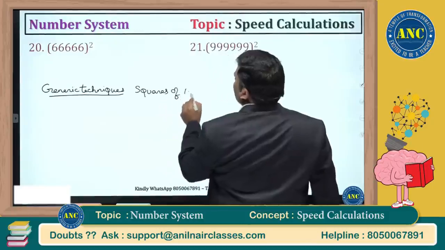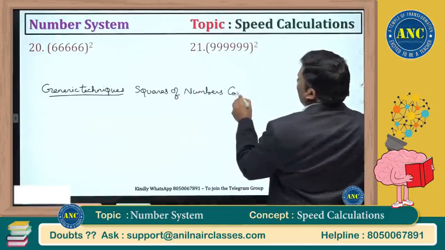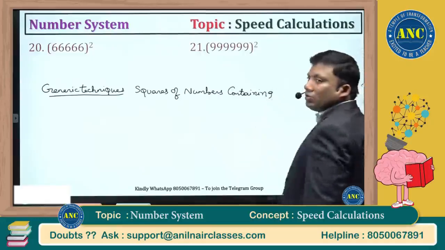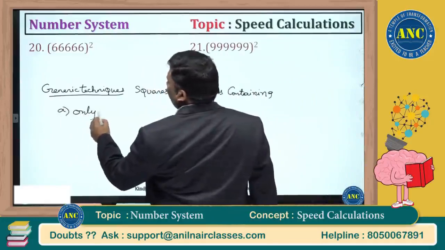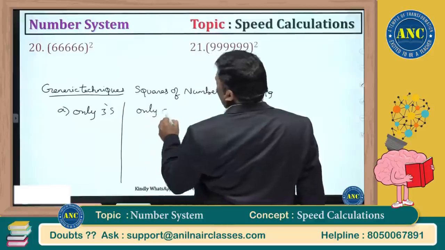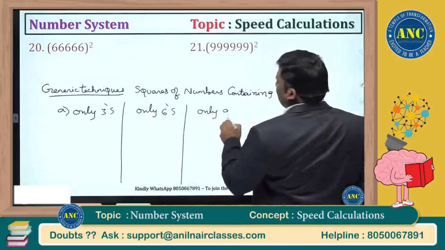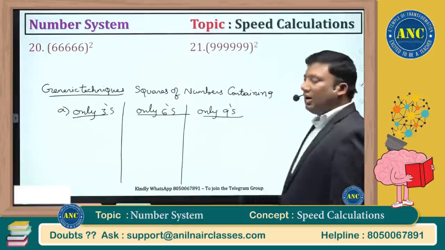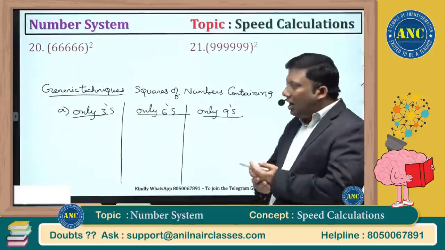Squares of the numbers containing only threes, only sixes, and only nines.